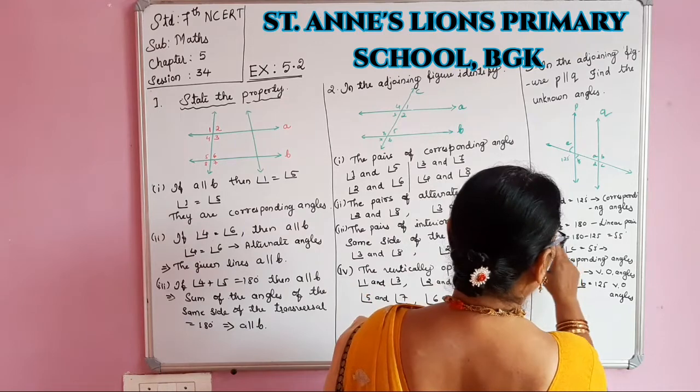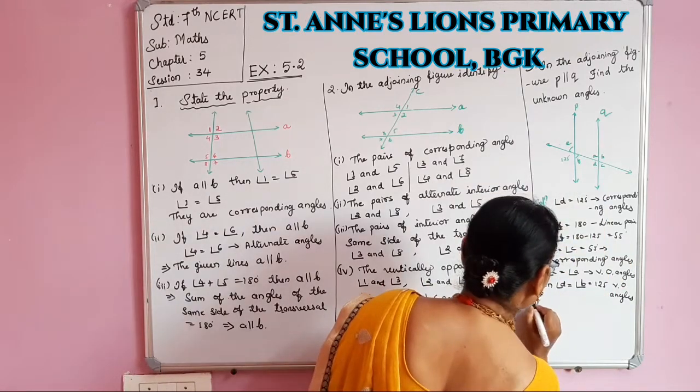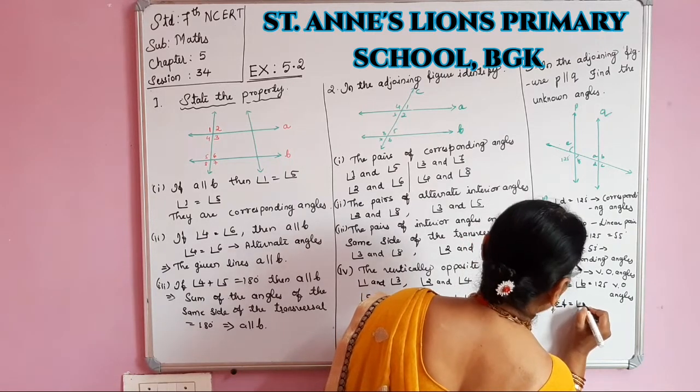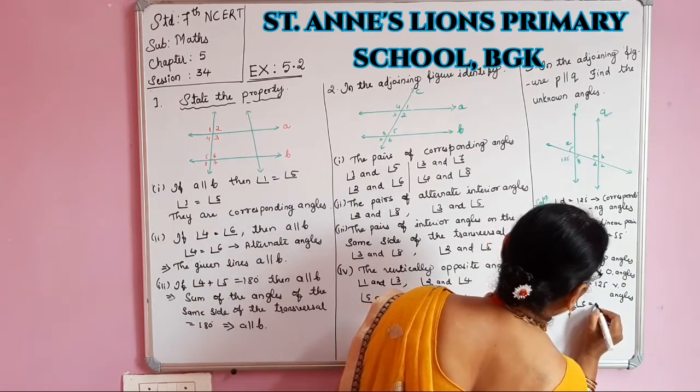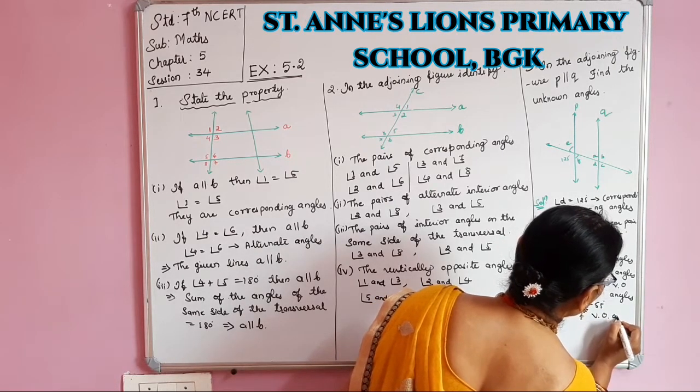So now angle F is there. Angle F is 55. Automatically angle F is equal to angle E. How much are they? 55 degrees. Why? They are also vertically opposite angles.